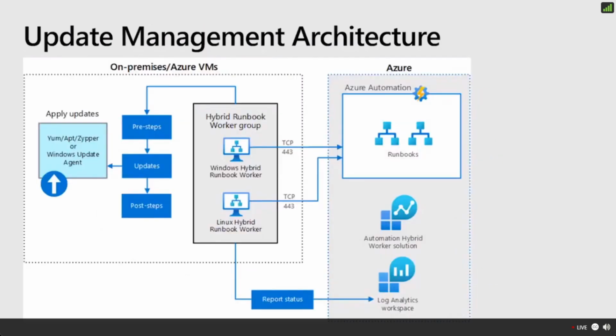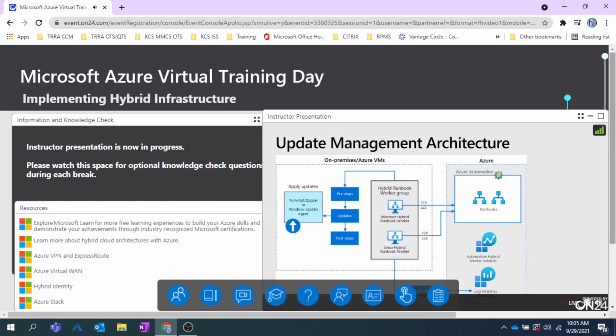And if we have a look at the architecture here, here's a quick architecture diagram of how that can work. You can see here on the right, we have Azure, and then on the left, we have on-premises or Azure VMs, really depending on where you run them. Now, what are you actually doing? We're taking Azure Automation and Log Analytics and have built this update management solution with these products.